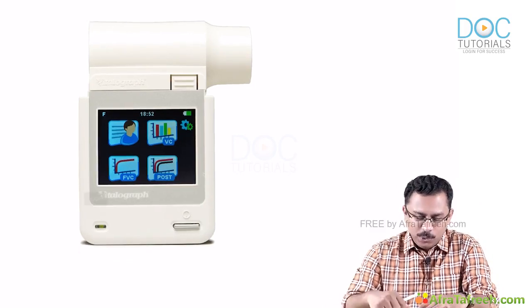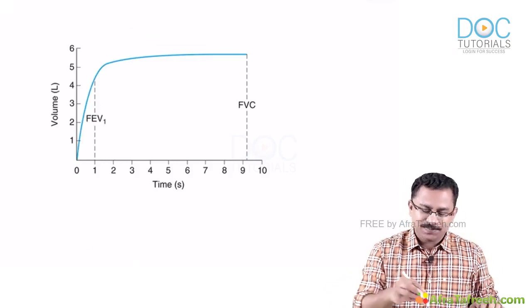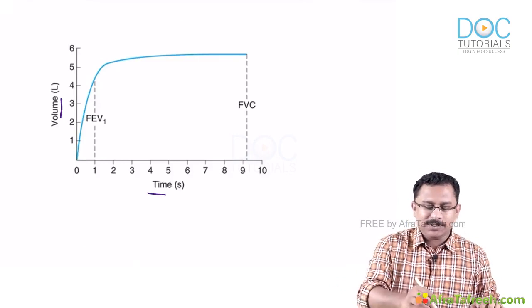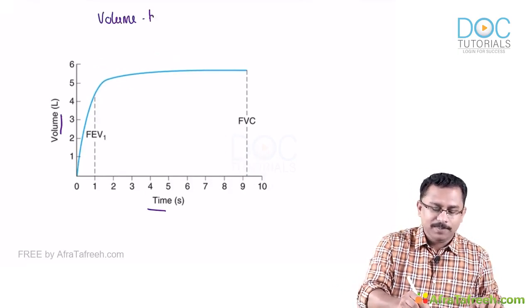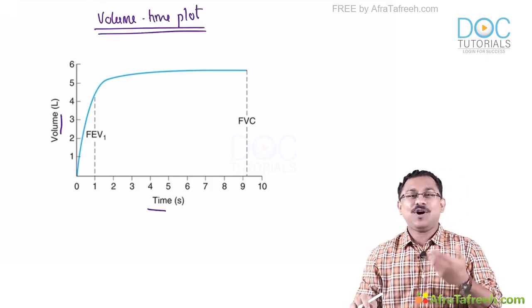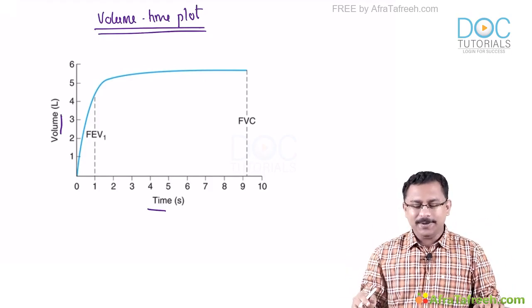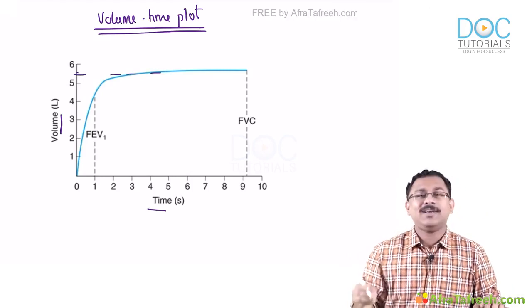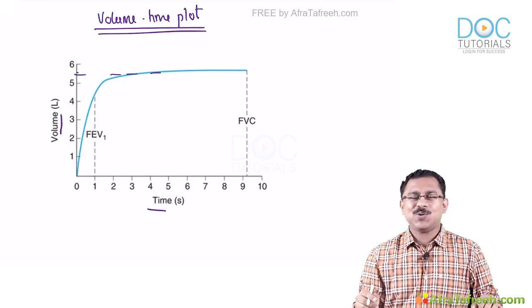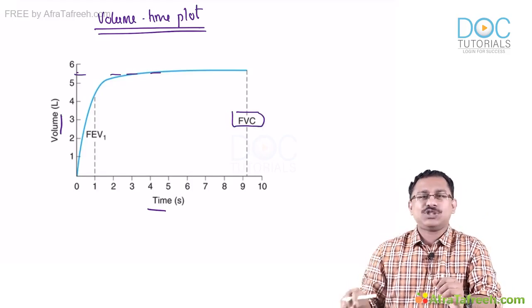Now I am going to show you that when you do a spirometry, you get a plot of volume against time. This is called a volume time plot. Please have a look at this, because you might get a similar plot in your exams. When you are forcefully expiring, the maximum amount of air that you can forcefully expire will be your what? Forced vital capacity. So that is your FVC, forced vital capacity.